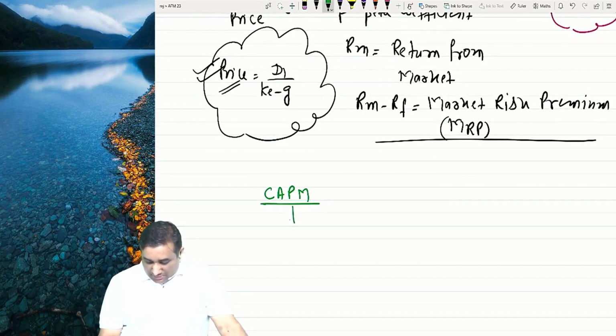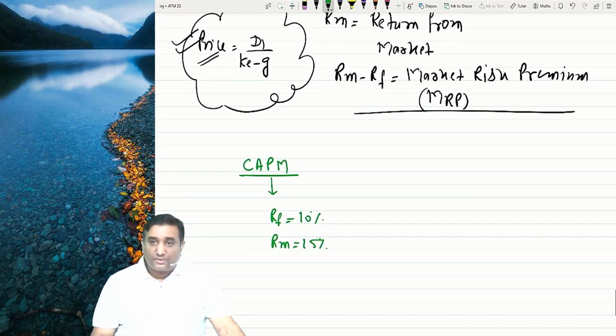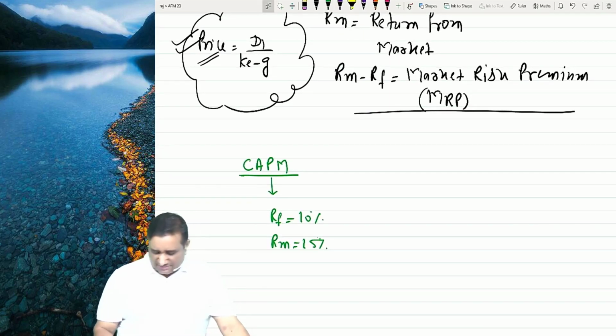Now I'm just putting down some data. You need not copy anything from it. I'll just put down some data, and with that I'll try to read out what the formula means. Let's suppose RF is 10 percent, RM is 15 percent. Please do not copy anything.